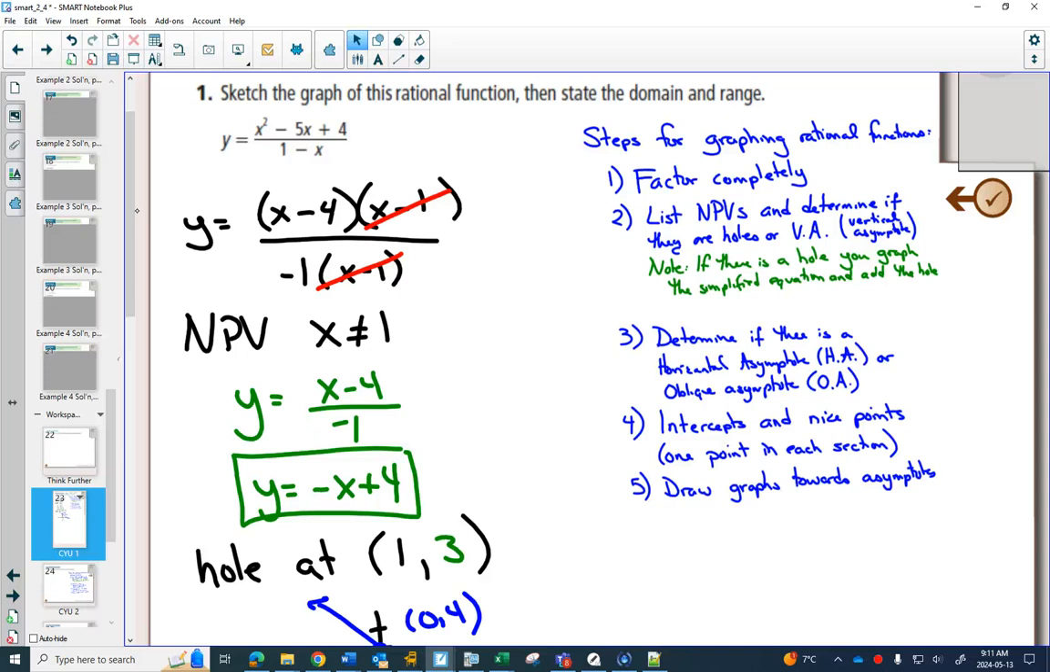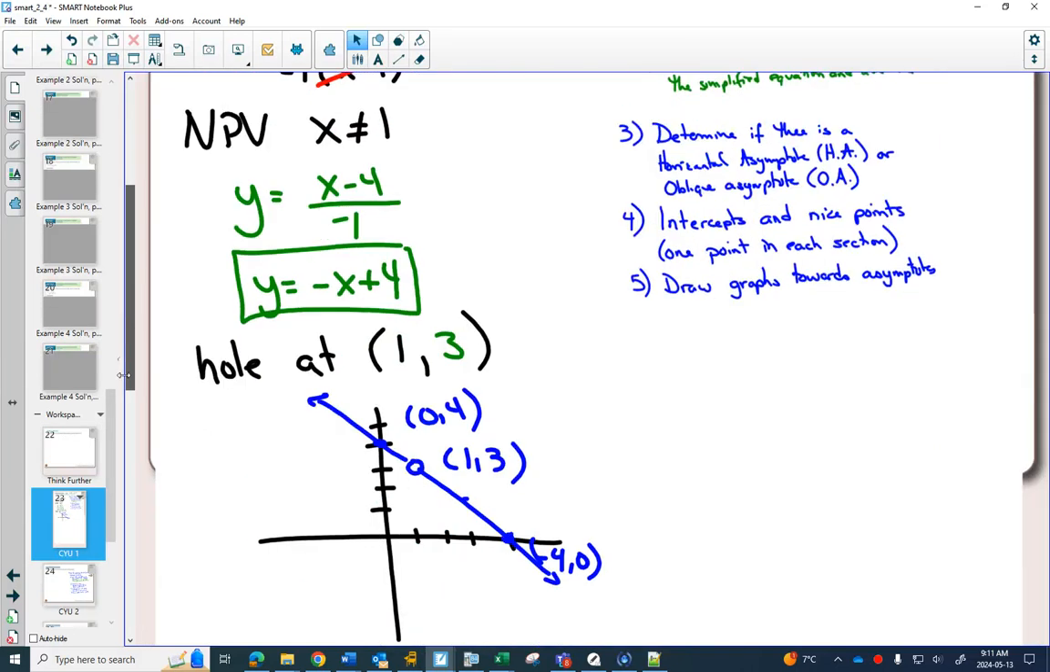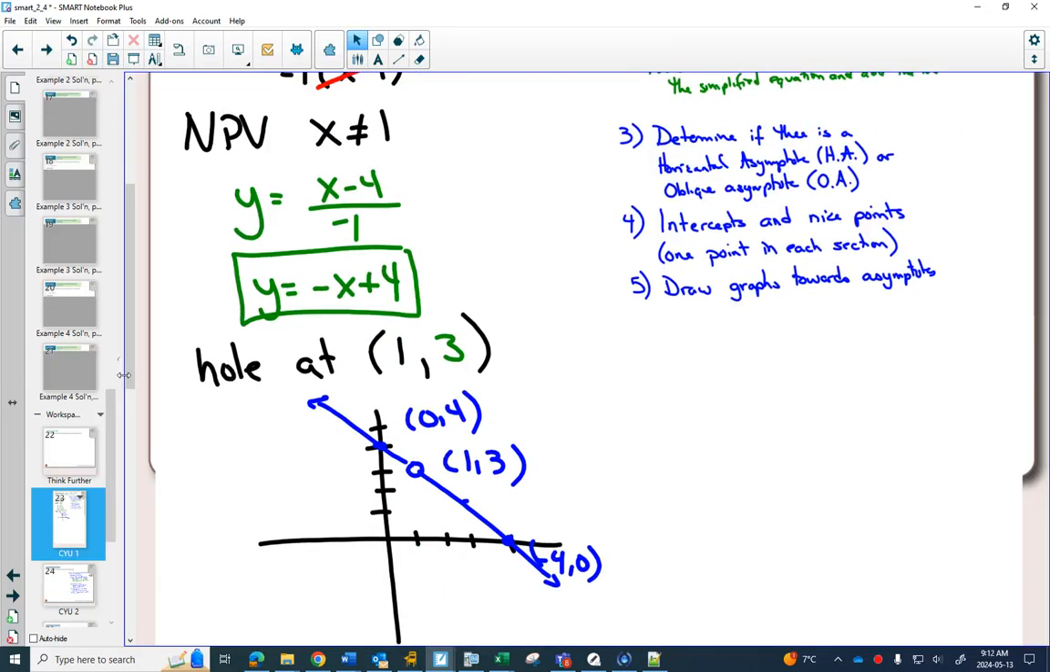This is supposed to be the easiest one of all the graphing. When you have a hole and things simplify to a straight line, then we can just graph our straight line. But sometimes we feel like we still have to do the steps, but this is no longer a rational graph, it's just a straight line. So, circle question number 3.